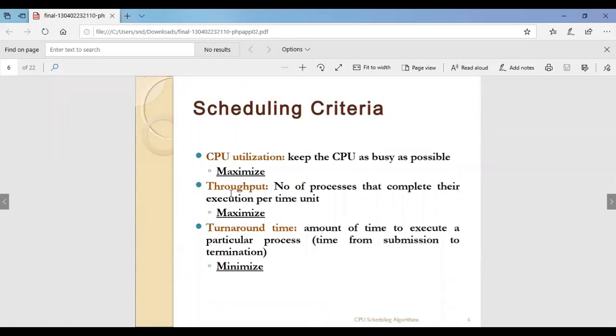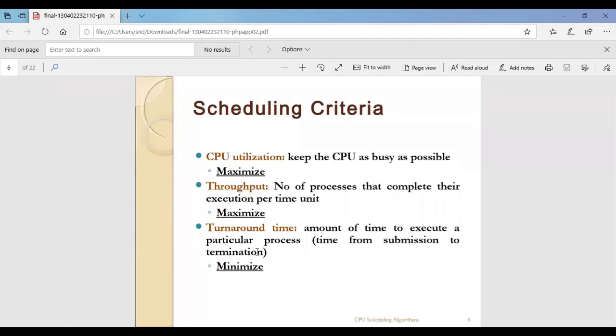Okay. Then the third one is turnaround time. Now listen, these definitions are important. Turnaround time and waiting time. So what is turnaround time? The amount of time to execute a particular process. Okay. The time from submission to termination. What happens is, the time when that process comes into the waiting queue, and when that process gets executed and completes execution, that is called turnaround time.